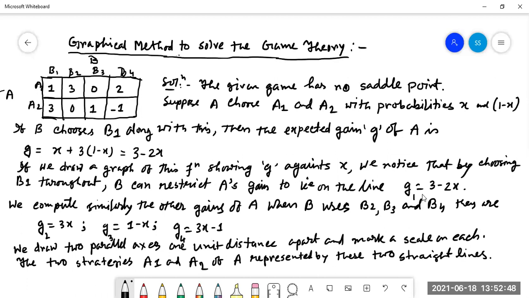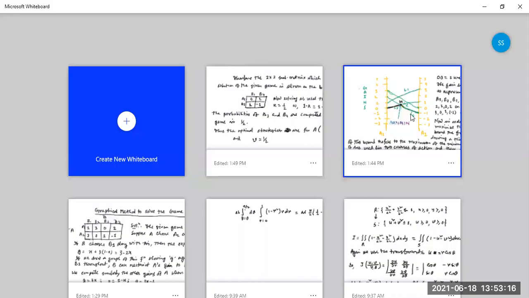If we plot this against g and x, we draw two parallel axes 1 unit distance apart and mark a scale on each, for the two strategies A1 and A2 of A respectively. So here we are marking two strategy lines A1 and A2 for A. Now it is shown in the next part, so we are going through that one.